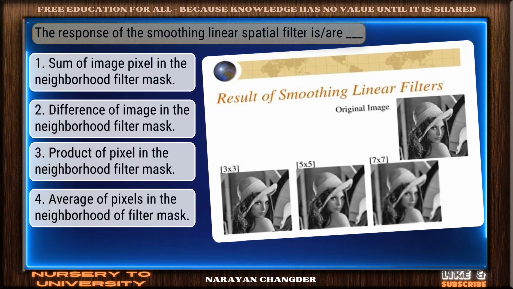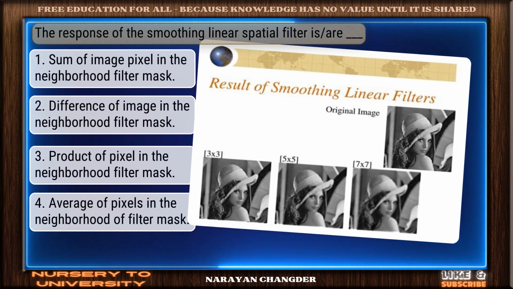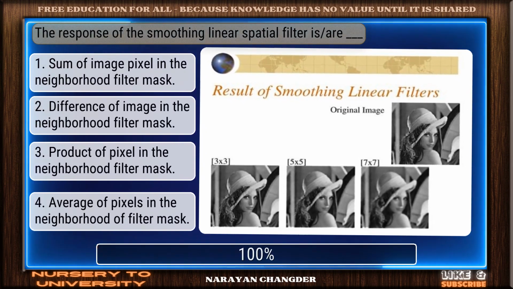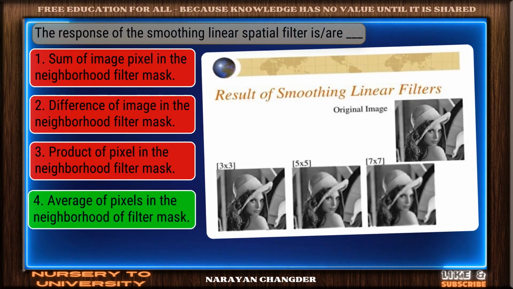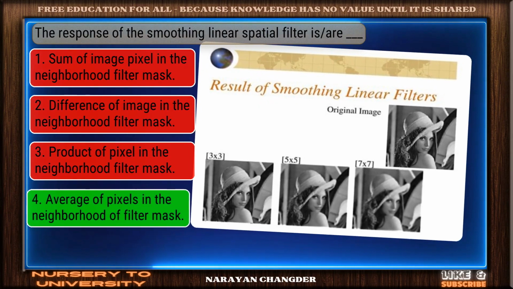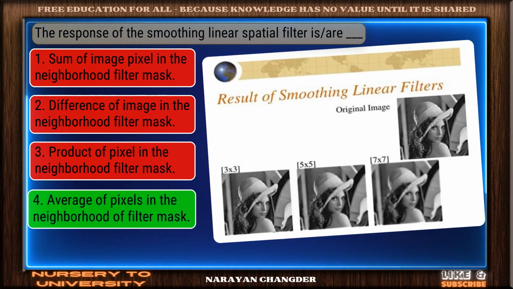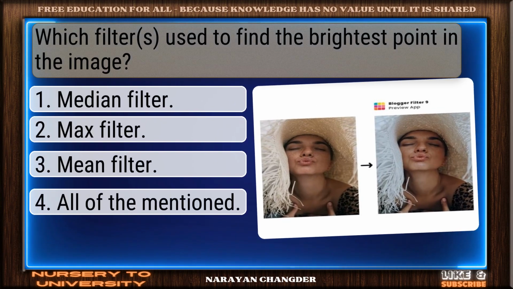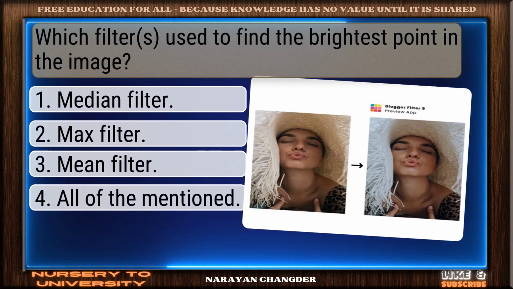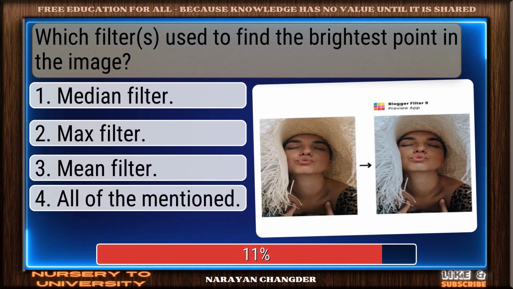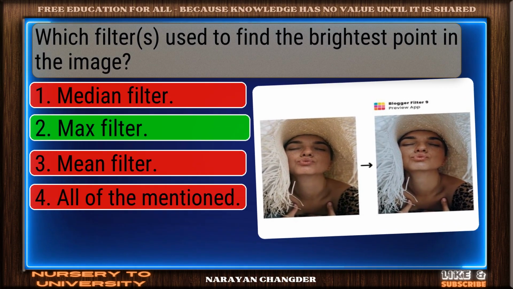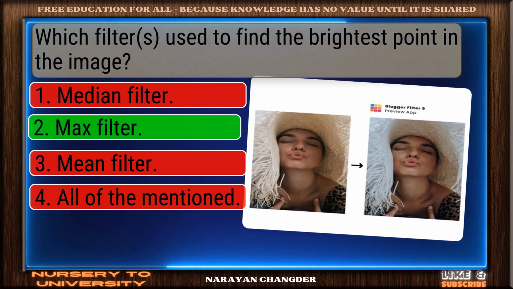Question number 38. The response of the smoothing linear spatial filter is R-. Solid response. Average of pixels in the neighborhood of filter mask is a valid choice. Question number 39. Which filter used to find the brightest point in the image? Right choice. Max filter is the best answer.